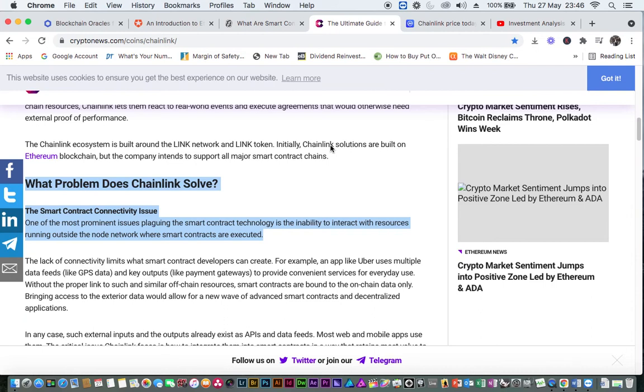Without the proper link to such and similar off-chain resources, smart contracts are bound to be on-chain data only. In other words, there needs to be a way to create smart contracts that encompass reliable external data. And this is how and when Chainlink acts as a bridge by bringing access to the exterior data, thus creating room for decentralized applications. Moving on, let us examine the background information of Chainlink.